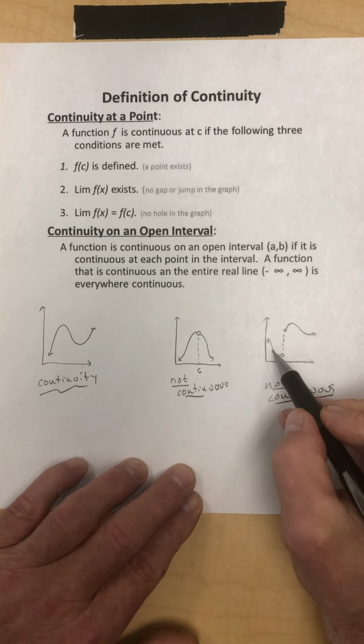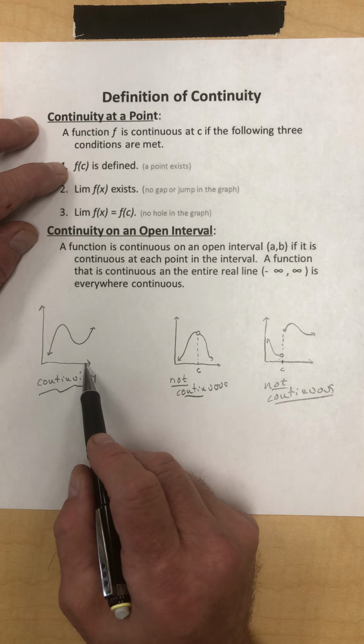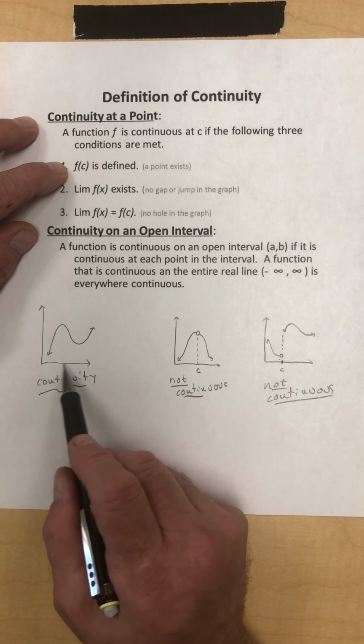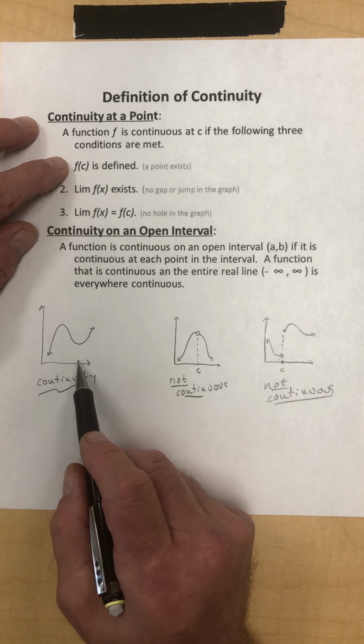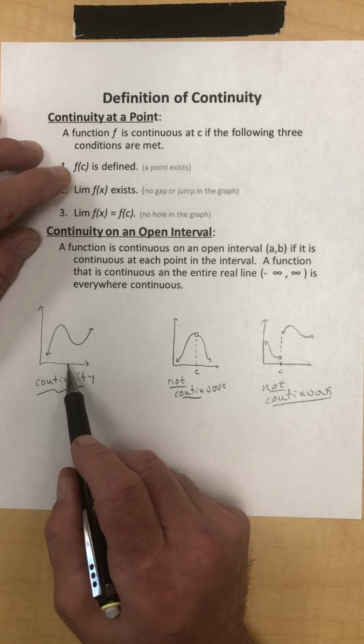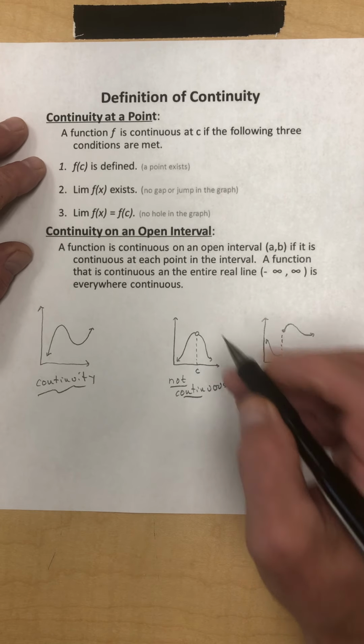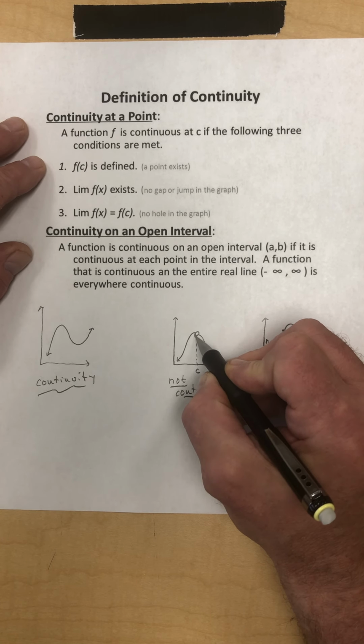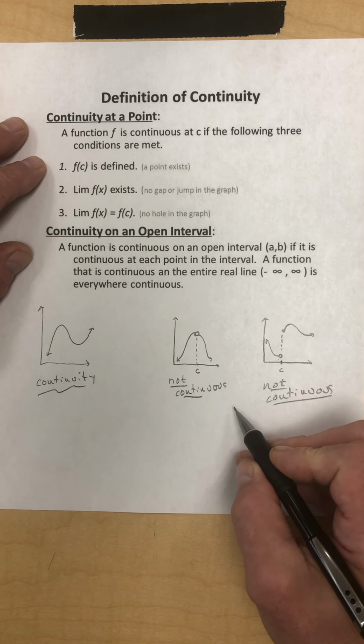So notice right here, if we go back to this graph, it looks like every value I choose along the x-axis, f of that is defined. No matter what I choose along this x-axis, the limit exists, and the limit ends up being f of whatever that number is. But right here, notice that we don't even have anything defined. It's a complete hole. So f of c is not even defined.